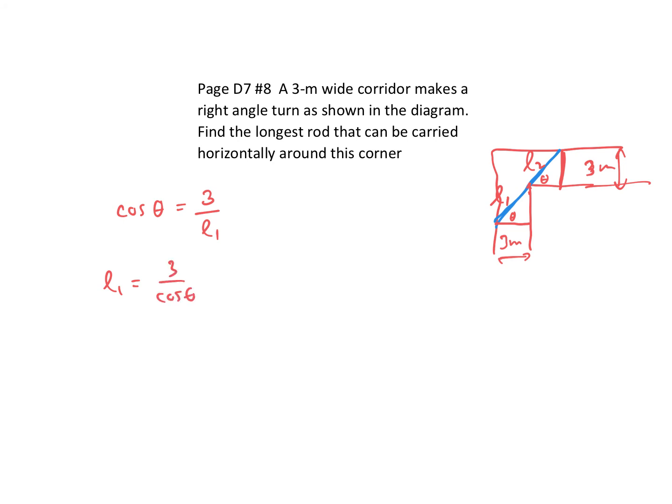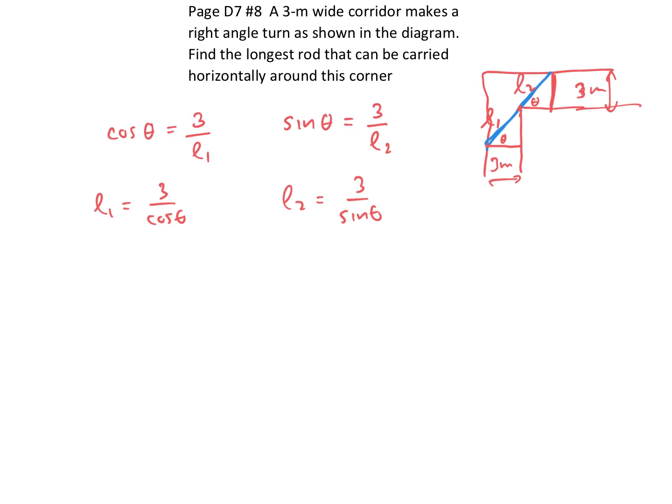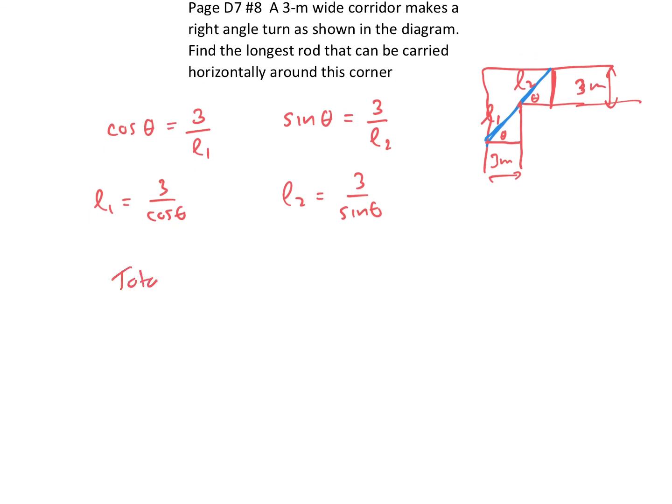And then we'll do the same with the second part, which has the opposite side. So sine theta, the opposite side is 3 over the hypotenuse, which is L2. So we're going to have 3 over sine theta. Okay, and then the total length of the rod is going to be the length of L1 plus L2. So L1 is 3 over cos theta and L2 is 3 over sine theta.